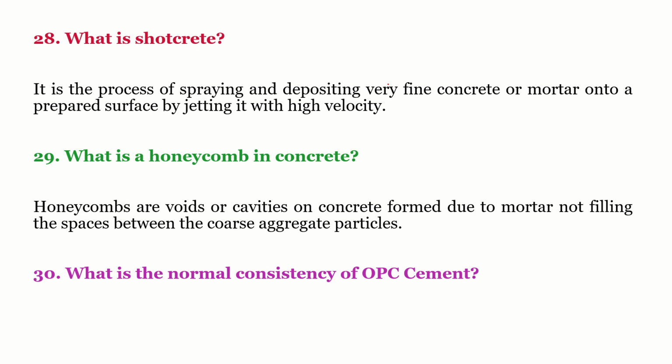And the last question, what is the normal consistency of OPC cement? Generally normal consistency will range between 25 to 35 percent. This normal consistency is represented by P, and this value is important for measuring all other properties of cement like your initial setting time, final setting time, soundness, compressive strength, etc.